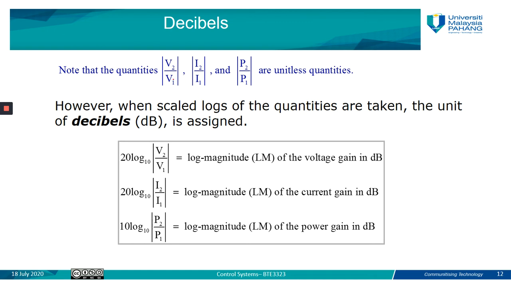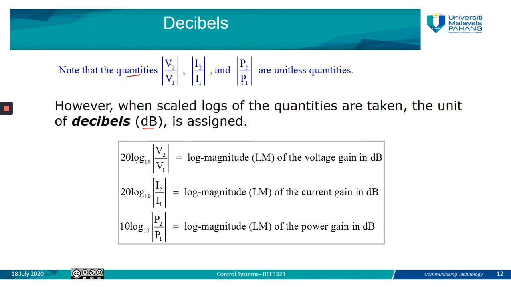Decibels actually usually relate two quantities. We cannot say decibel for a voltage alone, but decibel should be for two voltages, like V2 over V1, I2 over I1, and so on. So you should have two values, and then you measure one value with respect to another value. This can be measured in decibel or in dB.